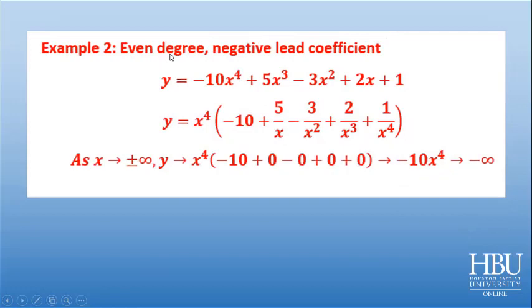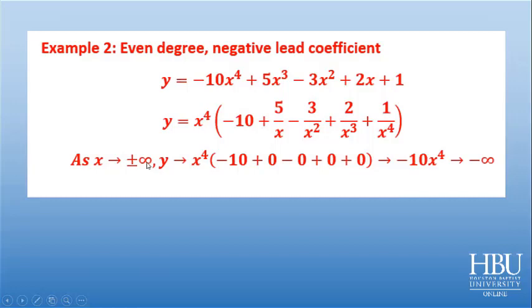What about an even degree with a negative lead coefficient? Here we have a polynomial, and we changed the initial coefficient from 10 to minus 10. We kept 4 as our even degree in this example. I factored out the x to the 4th, just as I did in the previous example. And now look, as x approaches plus or minus infinity, y is going to be approaching minus 10x to the 4th, because all of these other terms are approaching 0.